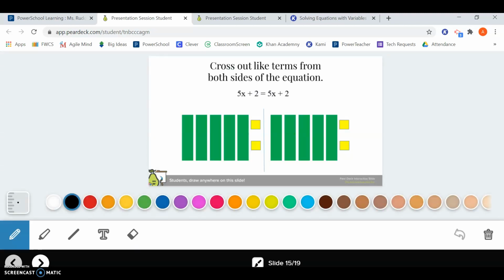Alright, so now I'm going to try this one. I'm going to cross off like terms. I'm going to start on the left with my green rectangles. One from the left, one from the right, one from the left, one from the right. And, oh, I got rid of everything, so I'm just going to cross these off. And I'm going to do the same thing for these yellow squares. Huh, that's weird. I'm left with nothing. I wonder what that means.